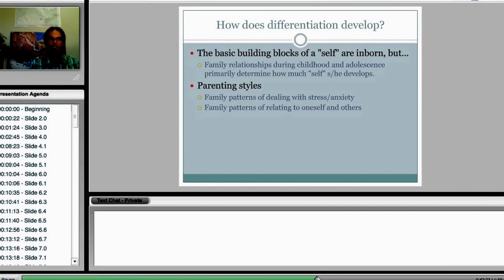What I want to point out is that the basic building blocks for differentiation are there at the time of birth. And yes, there are still many factors that influence a child's development of differentiation even after birth.